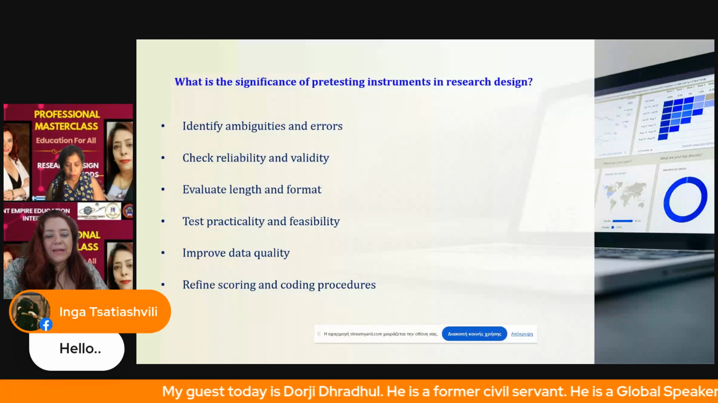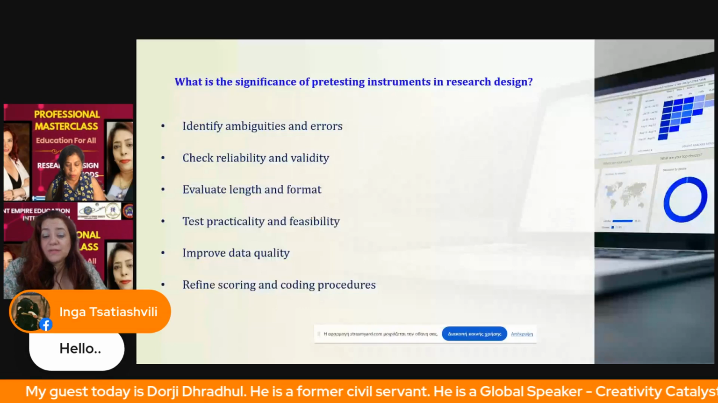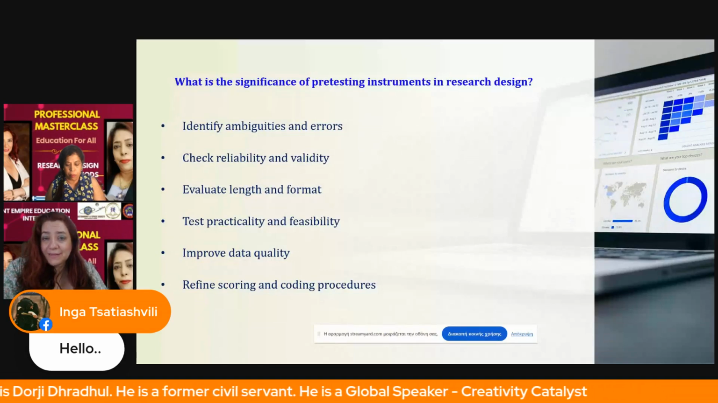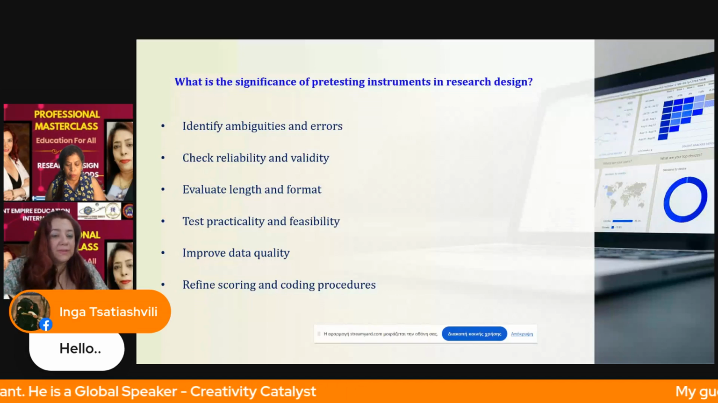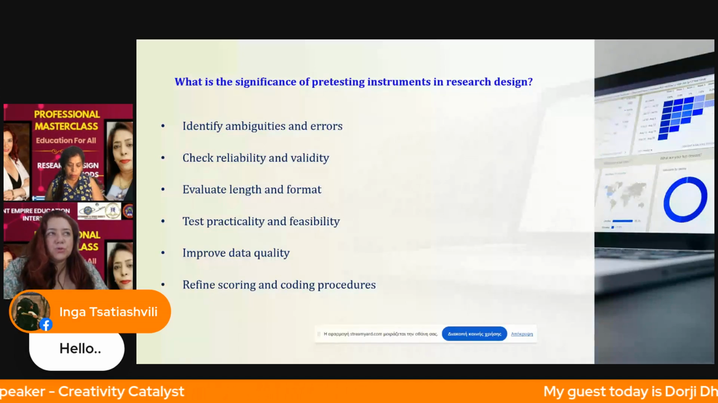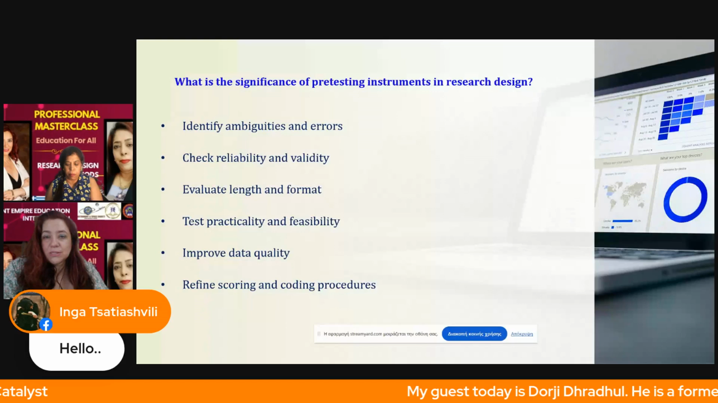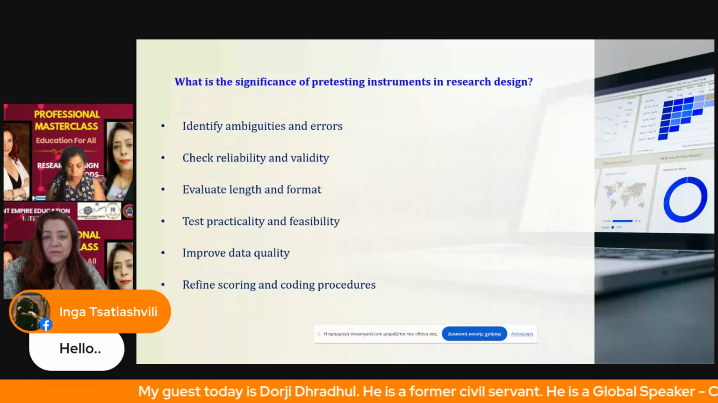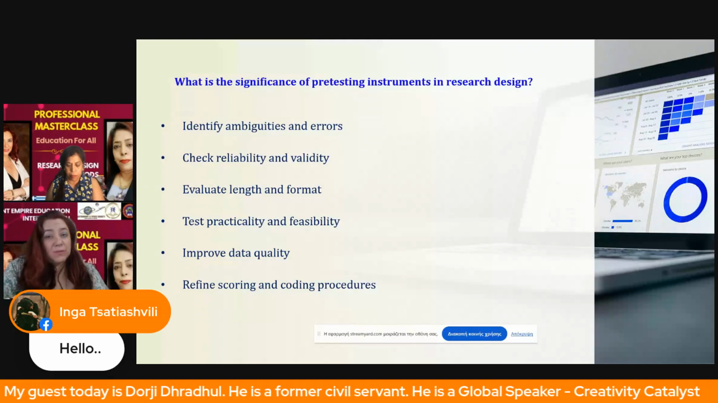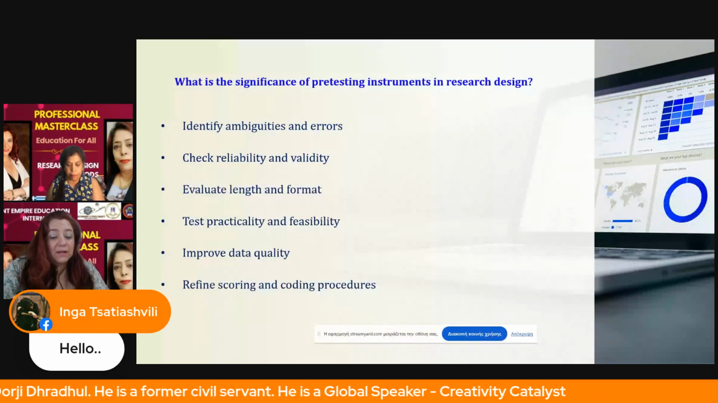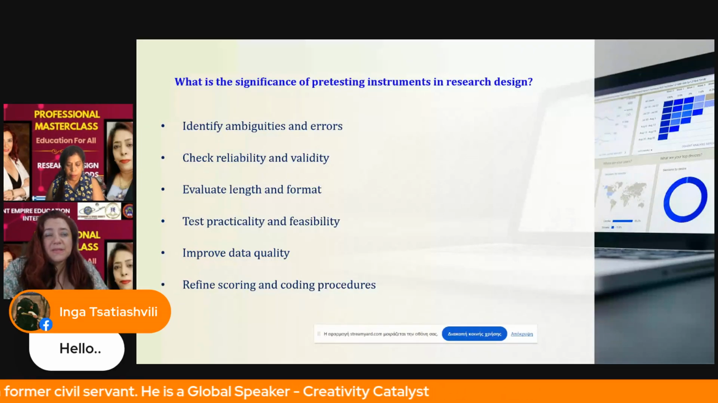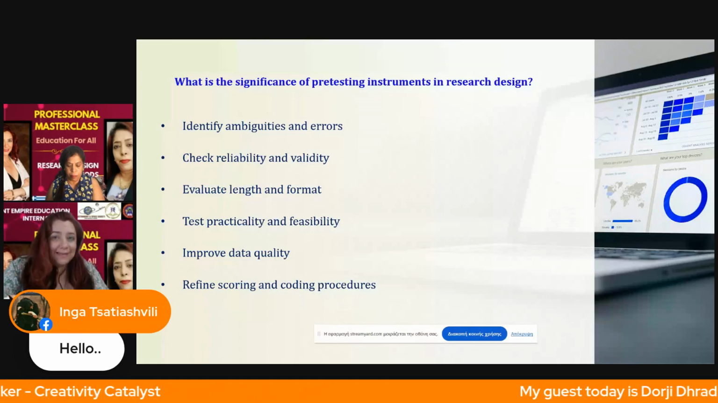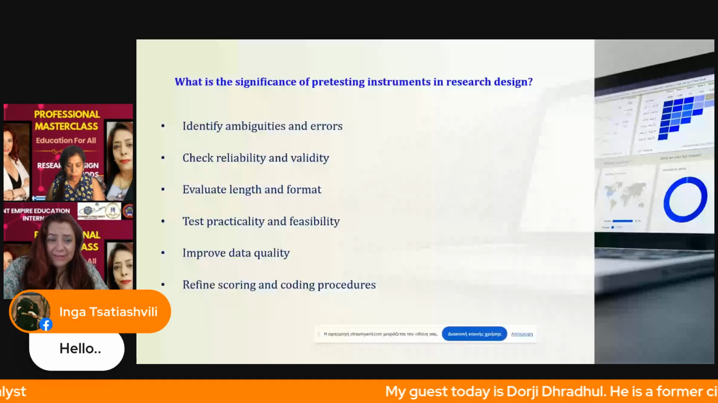Then we evaluate length and format. It reveals if the instrument is too long, causing respondent fatigue. It ensures the format is user-friendly and logical. Then we test practicality and feasibility. So we check if the data collection process is smooth and manageable. We try to identify any logistical issues, timing restrictions, technical problems. Then we need to improve data quality, because it helps us minimize no response and errors during the actual study, and it enhances overall validity of the research findings.